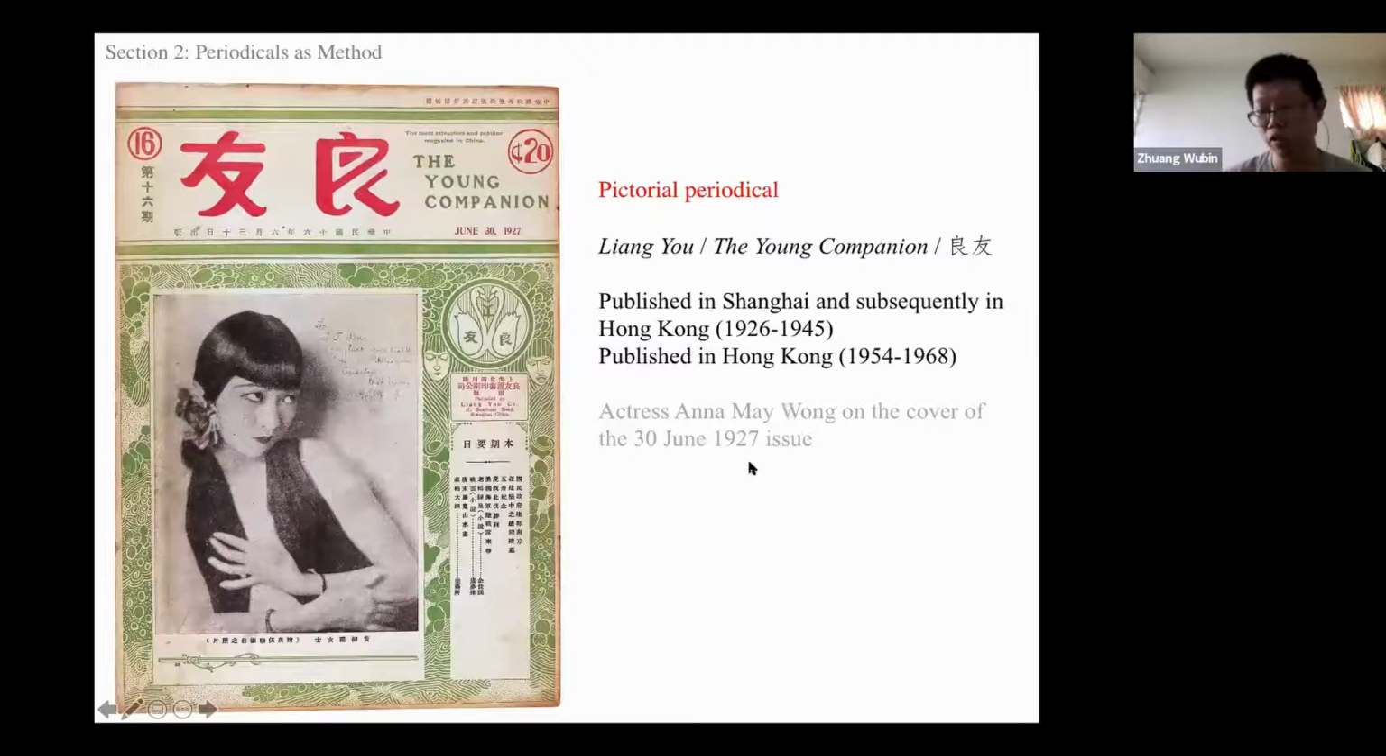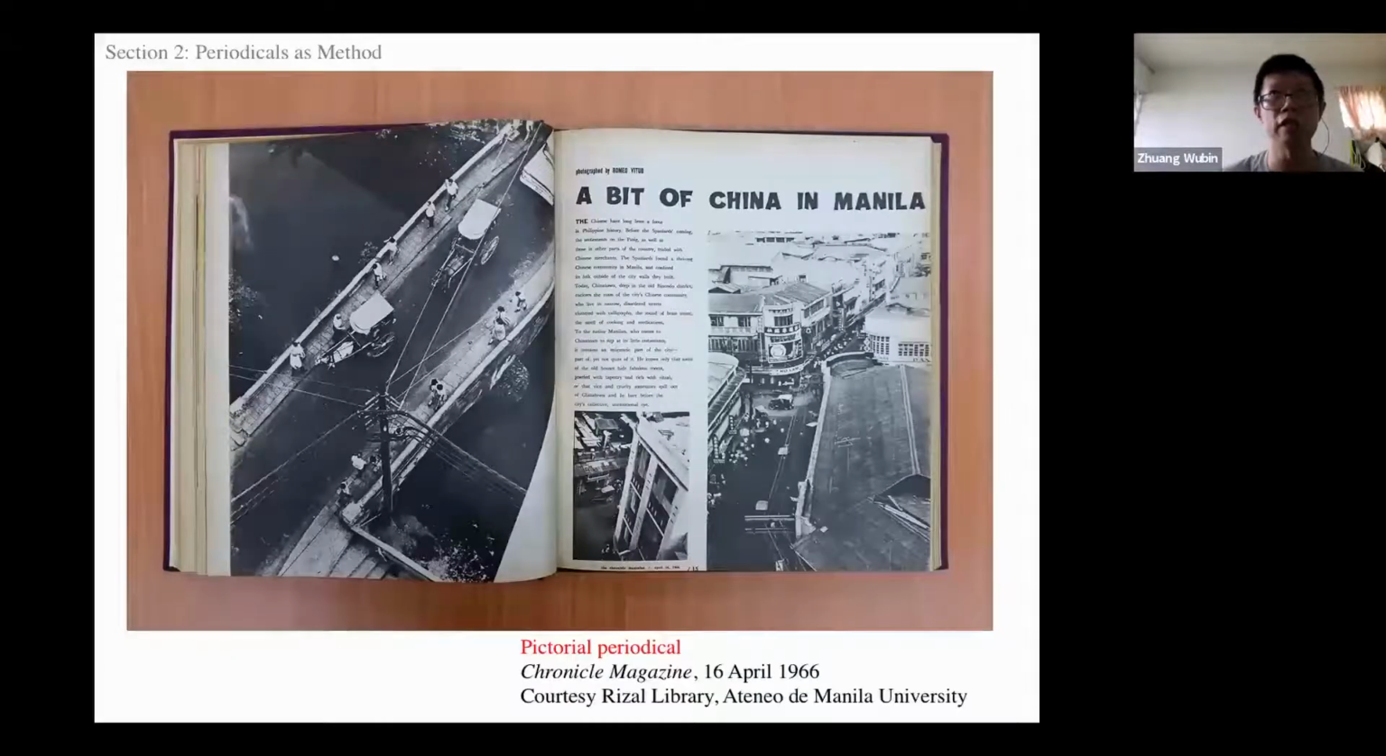Of course, the most famous pictorial periodical would be the alluring Liang-You, the Young Companion. And of course, in Southeast Asia, we also had a wide variety of pictorial periodicals being made. For instance, this is the Chronicle magazine from the Philippines.